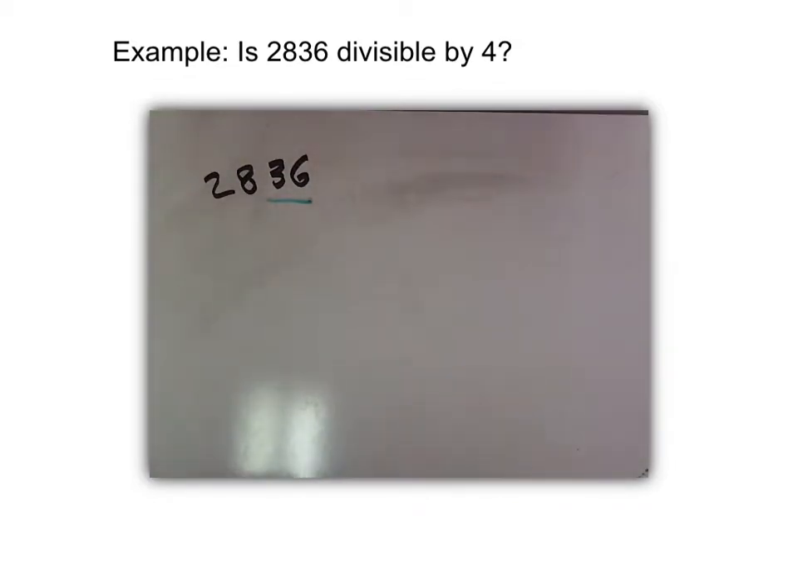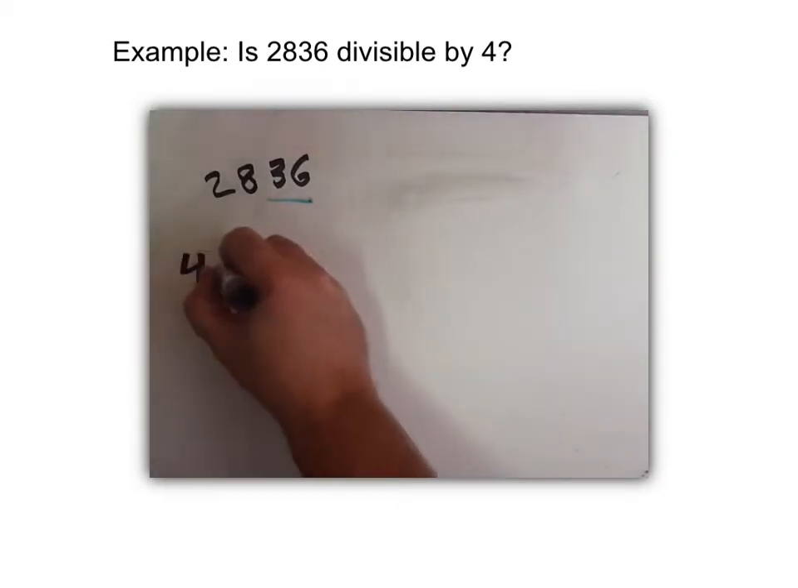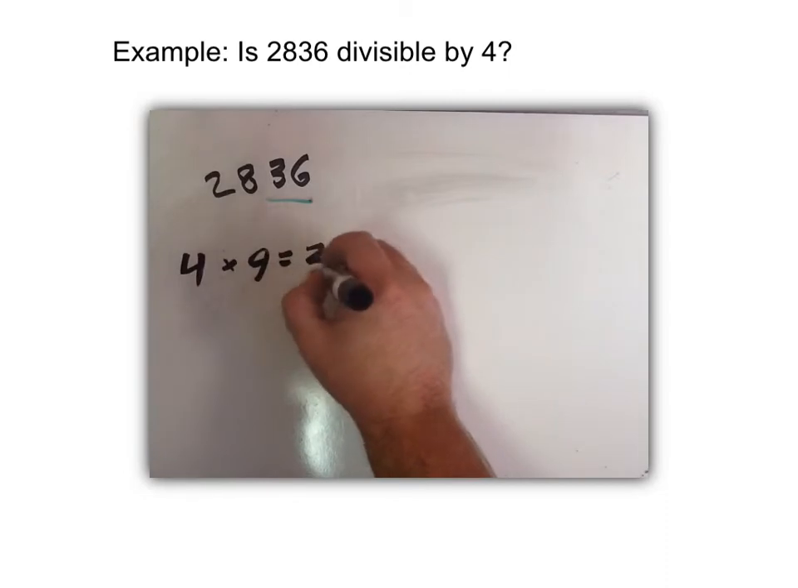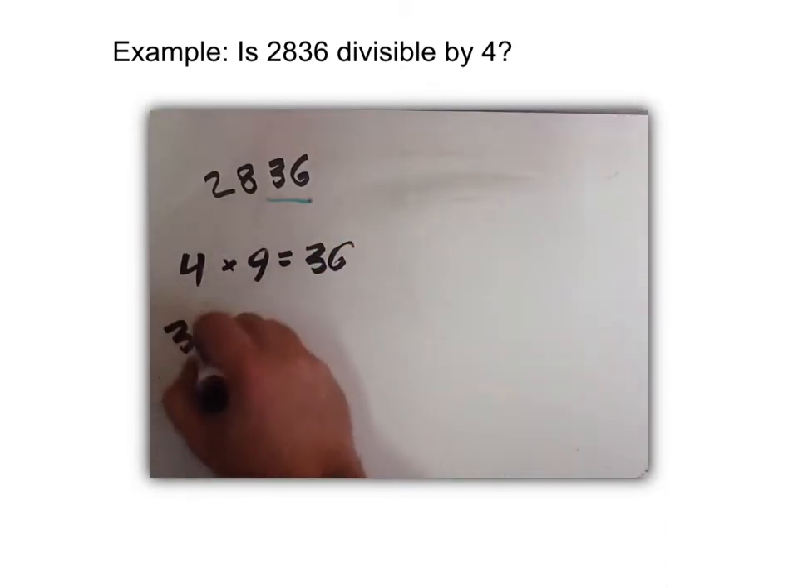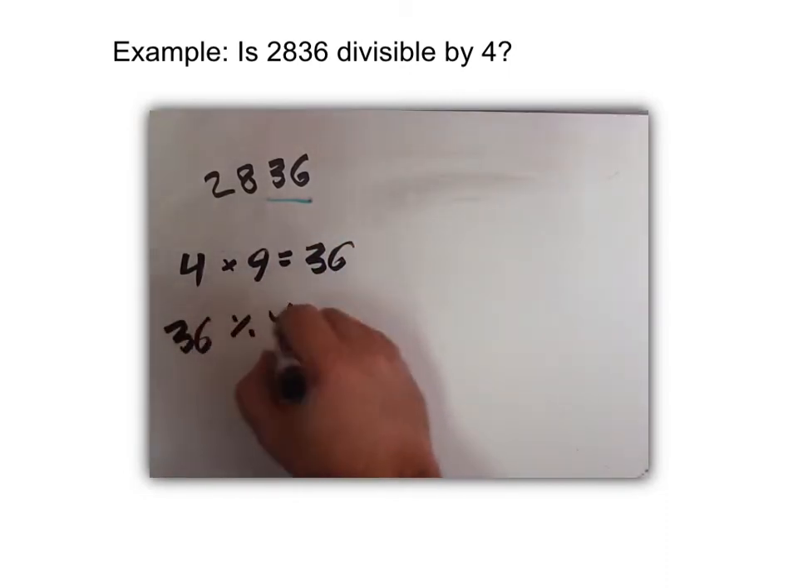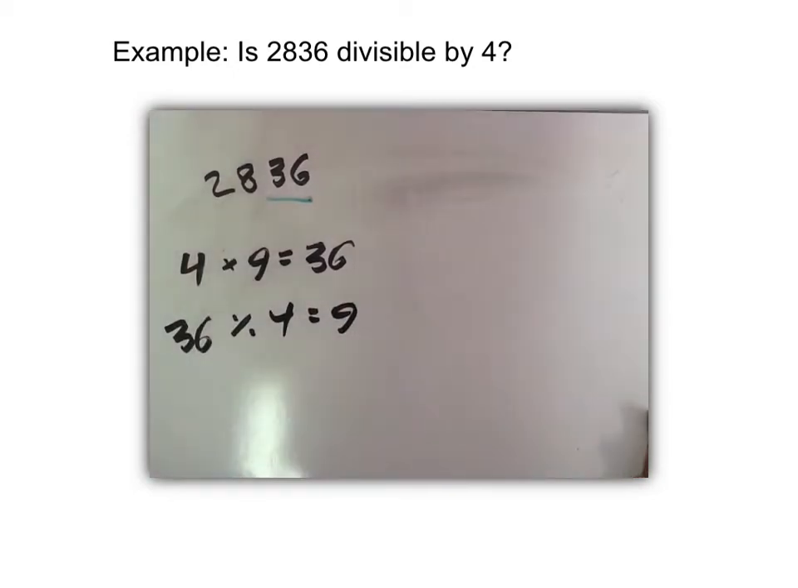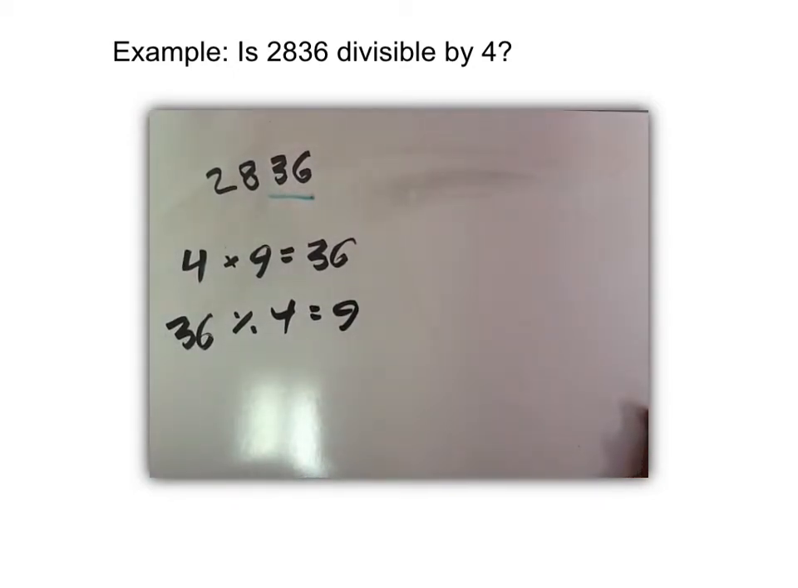So I'm looking at this number 36, and I have to decide, is 36 divisible by 4? I should be able to figure that out just from knowing my times tables, because 4 times 9 is 36, which means 36 divided by 4 is 9. So 36 can be divided by 4 with no remainders.